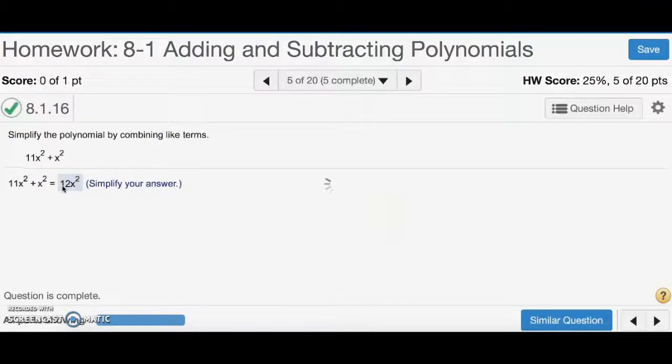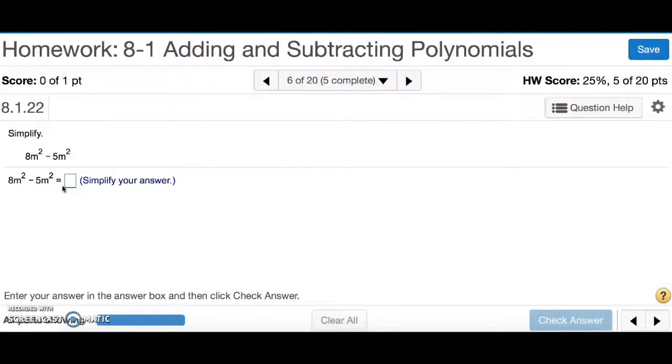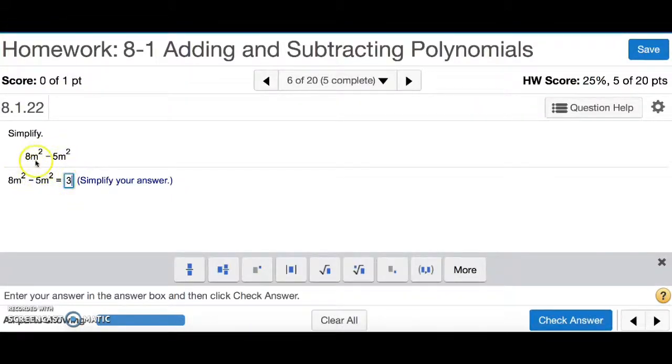And that's number 5. Number 6, subtracting, we do the same thing. We just subtract the numbers in front, the coefficients. 8 minus 5 is 3, and then write the like terms, or the variables, which is m squared, so 3m squared for number 6.